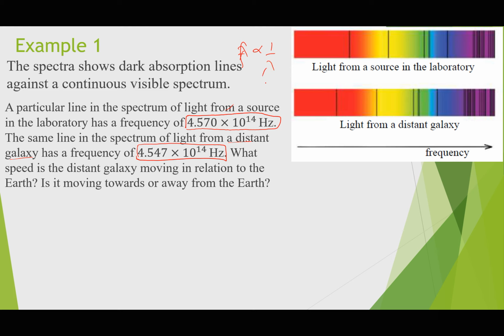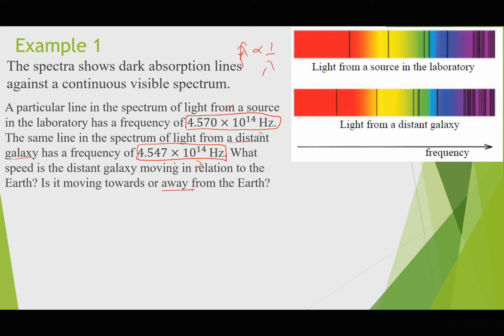Remember, frequency is inversely proportional to wavelength. So if the frequency in the laboratory is high, it means the wavelength in the laboratory is low. And the frequency of light from a distant galaxy is lower, which means the wavelength is higher. So we can now believe that there has been a red shift. If there is a redshift, that is only because the galaxy is moving away from the observer or from the Earth. So let's find the speed.